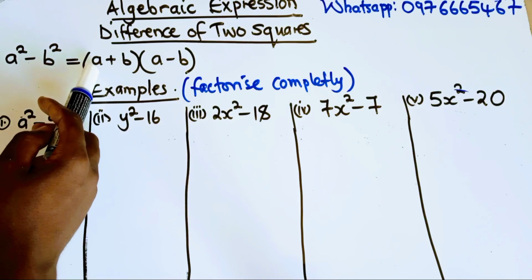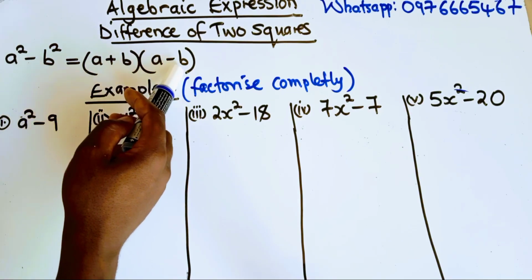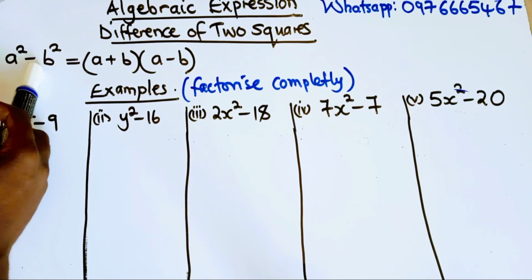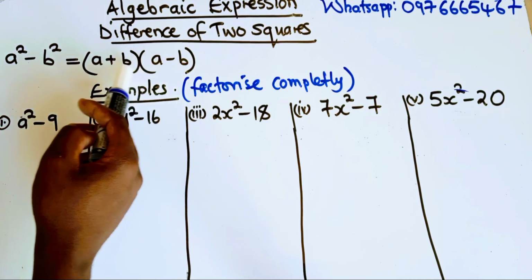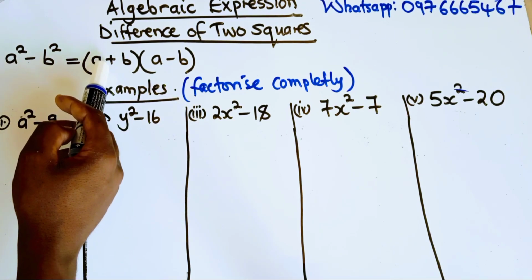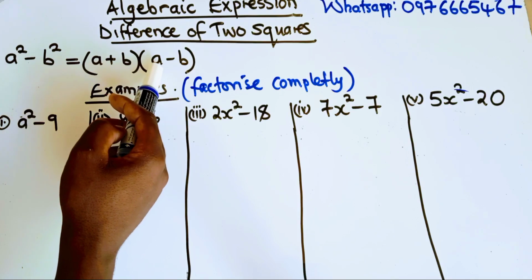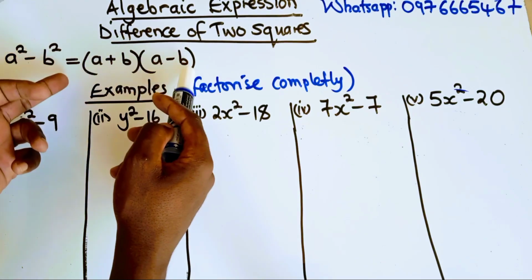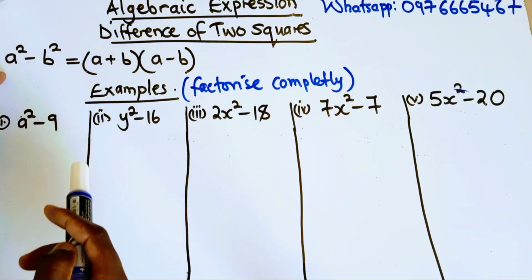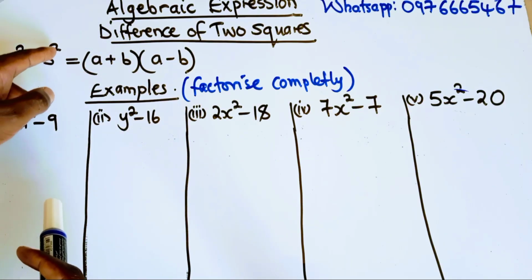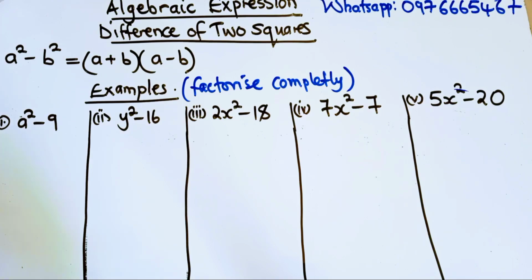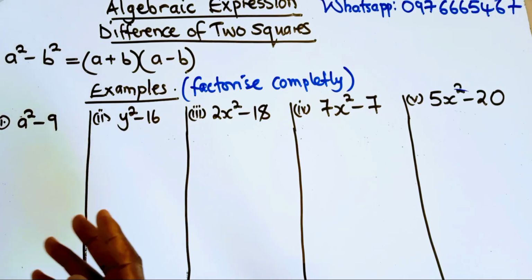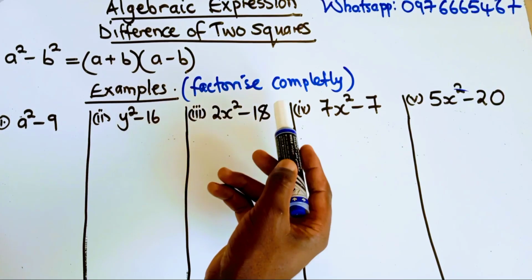It is the same as (a plus b)(a minus b). So this expression will have what two factors? The answers will be a plus b and a minus b. When we expand and simplify it, it will give us a squared minus b squared. Okay, so in an exam they'll ask you to factorize completely.